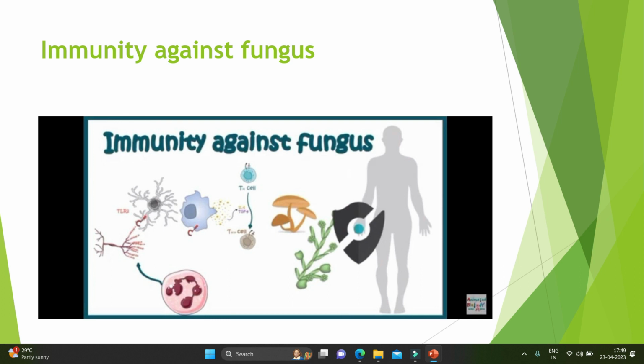So there are millions of species of fungus, but among them only 400 to 500 are potential fungi which can cause human fungal diseases. So as you can see, these species are how our body mounts the immune response against them.